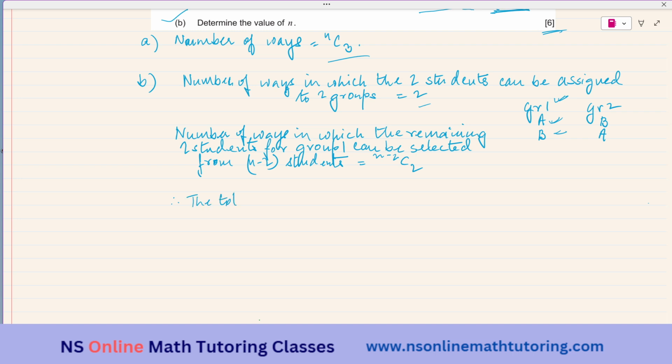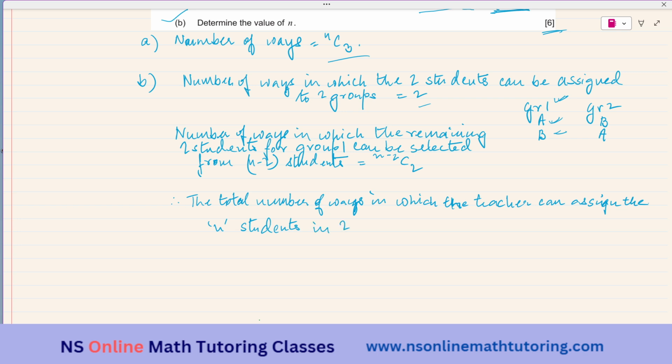Therefore, the total number of ways in which the teacher can assign the n students in two groups will be equal to this 2, and so 2 times n minus 2 C2.